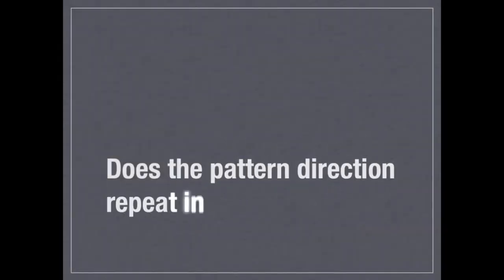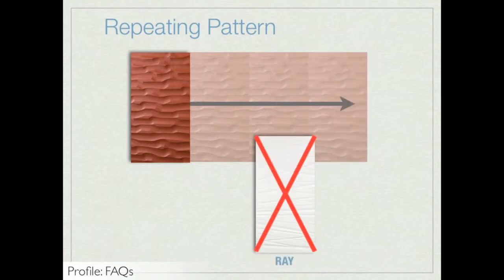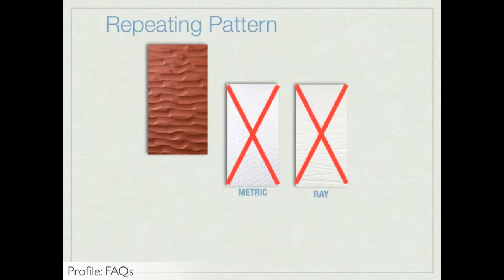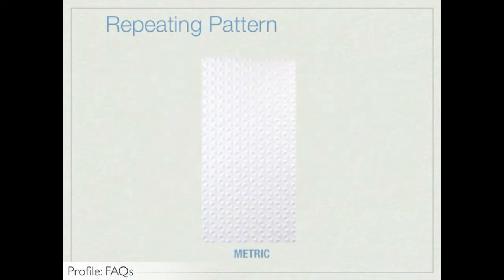Does the pattern direction repeat in panels? The answer to this question is yes, in most cases. All of the patterns except for ray are designed to continue horizontally along the 4-foot dimension. In addition, all the patterns except for metric, ray, and zing are designed to continue vertically along the 8-foot dimension. It may also be helpful to note that the metric pattern can be modified to continue in the vertical direction by cutting down the panel slightly.